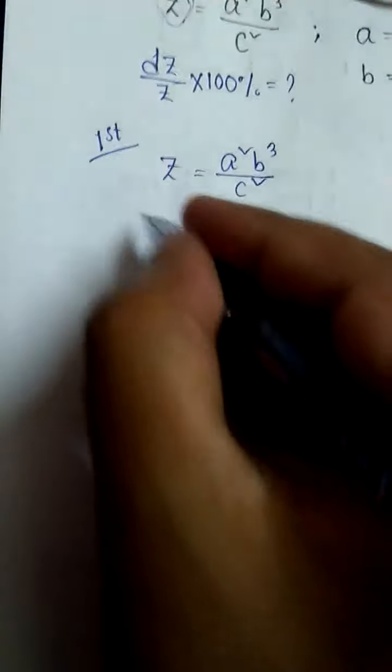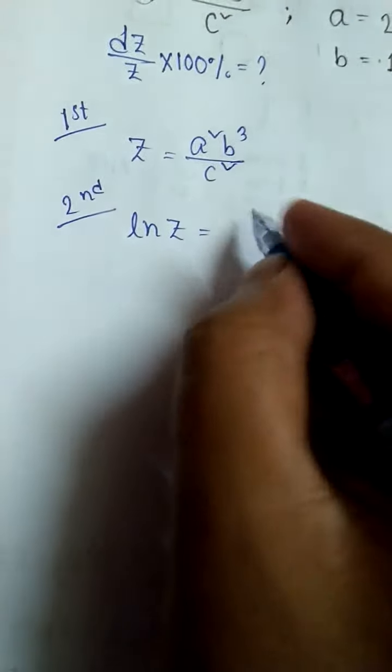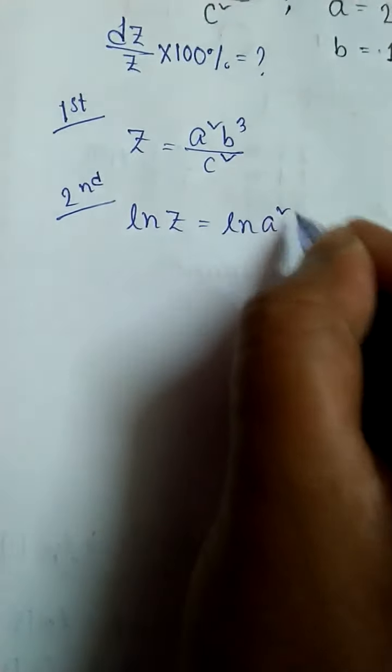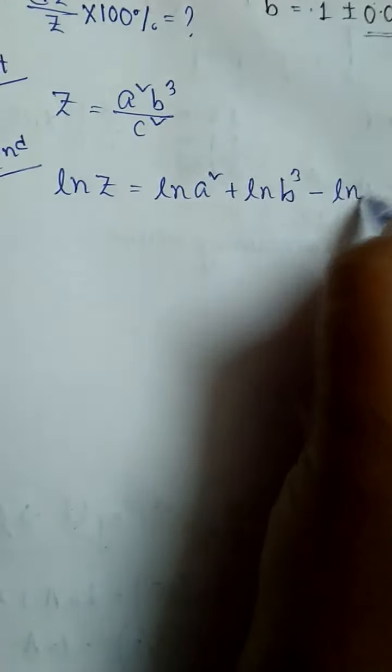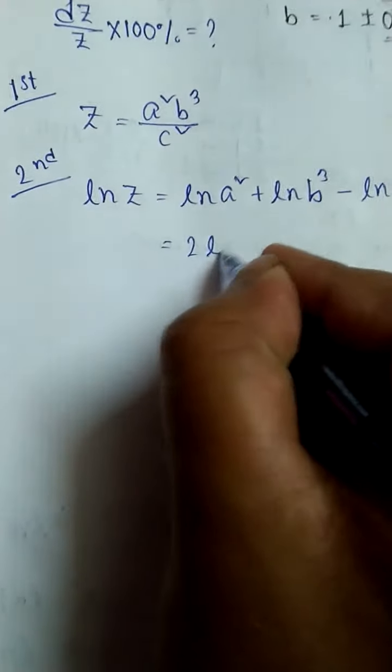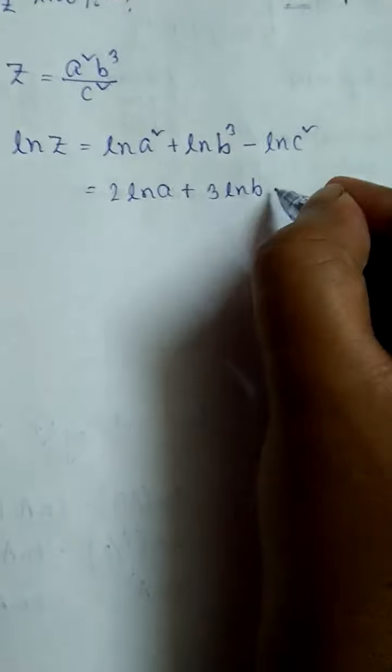So what is the second step? Try to remember. The second step is apply logarithm on both sides. So ln z equal to, I am doing directly, ln a square plus ln b cube minus ln c square. So that is equal to 2 ln a plus 3 ln b minus 2 ln c.